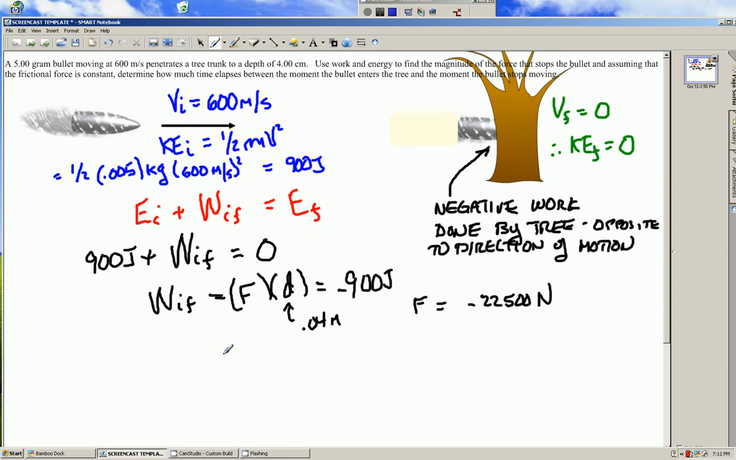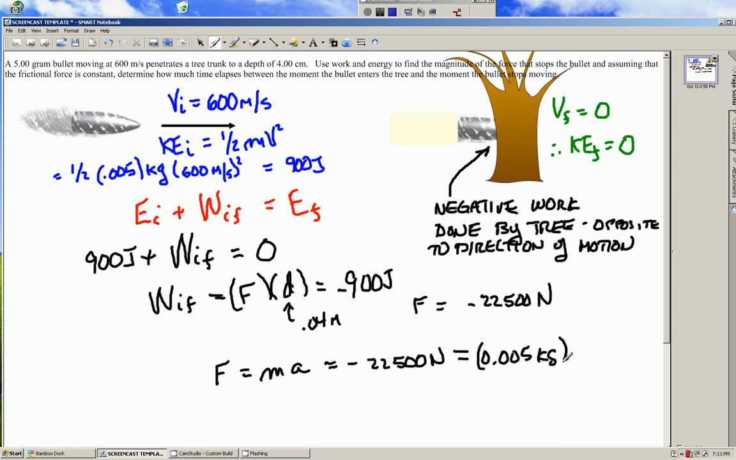Next question is to determine how much time elapses between the moment the bullet enters the tree and the moment the bullet stops moving. Well, that force that we've just calculated, that negative force, is equal to the mass times the acceleration of the bullet. That's equal to minus 22,500 newtons, is equal to the mass. Given the mass of the bullet is 5 grams. Again, we have to make sure that's in kilograms because that's the standard unit in the SI system.